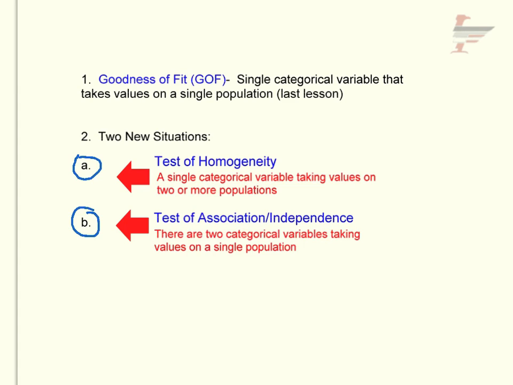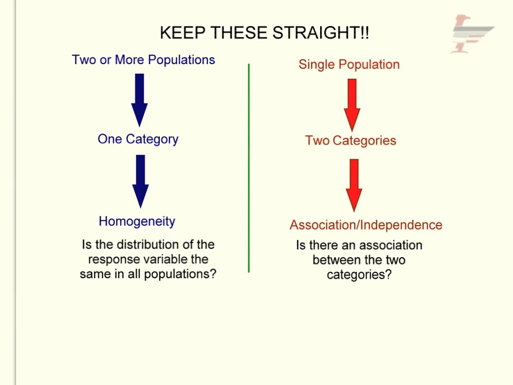The one thing you're going to want to note right away in these two new situations is the difference between the two. When you're doing a test for homogeneity, you're looking at two or more populations. We will be looking at categorical variables and the proportions that they take. And for tests for association, you're only looking at a single population. So you want to make sure you keep these straight. Two or more populations, one category: we're looking at a test for homogeneity. A single population, two categories: we're going to be doing a test for independence or association.